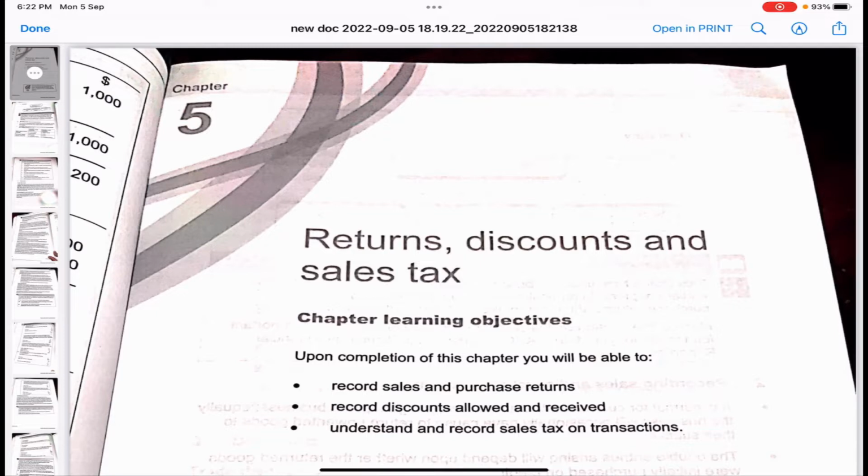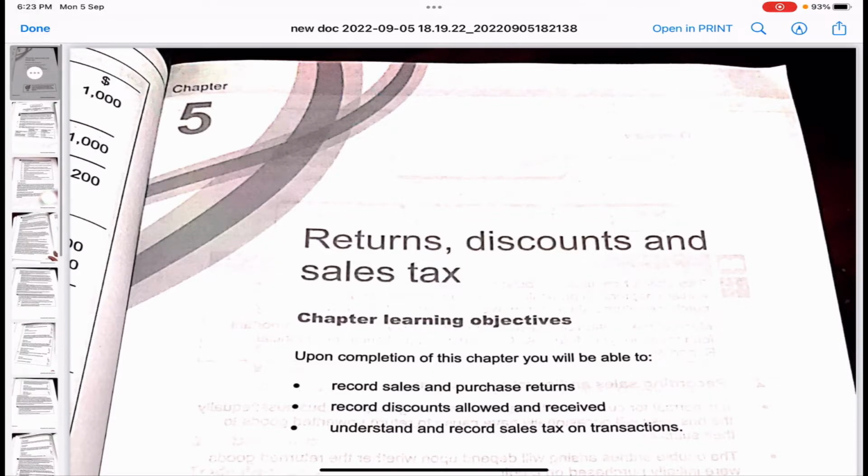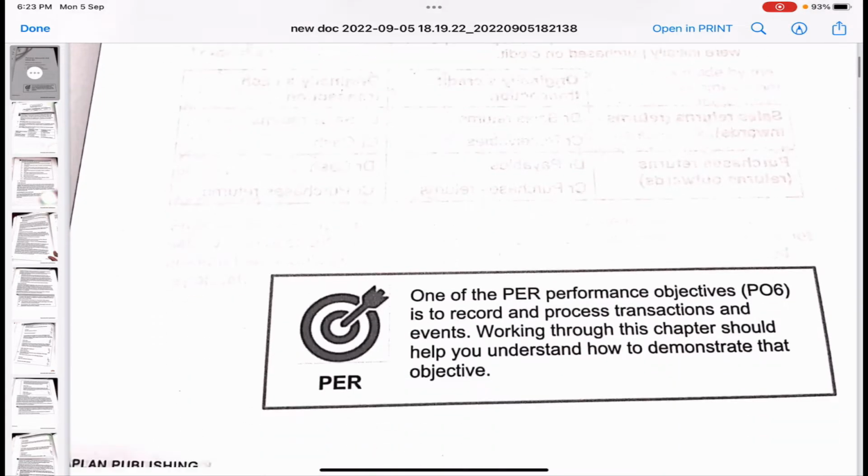And we are going to study from the Kaplan study text. In this chapter we are going to understand the various types of sales tax, returns and discounts which take place in a business, and we are going to see the way we record their entries in the ledgers and journals. Okay, so let's get started.